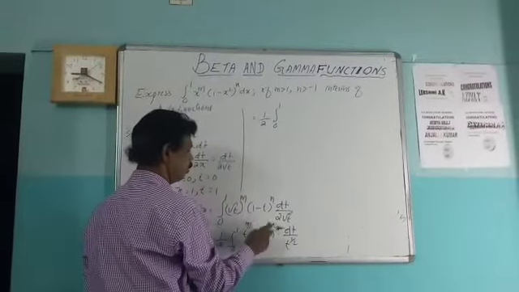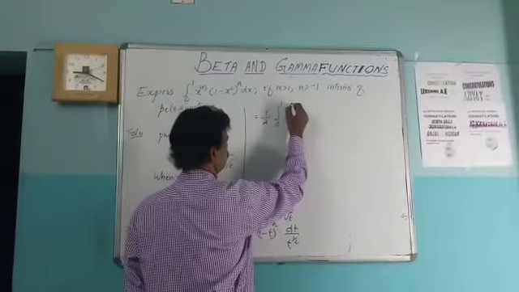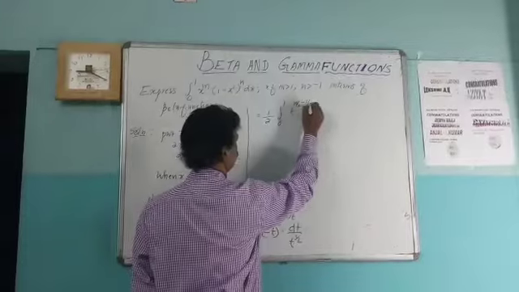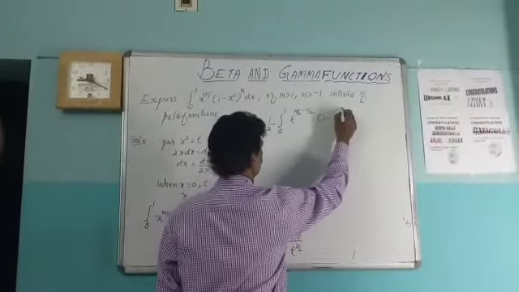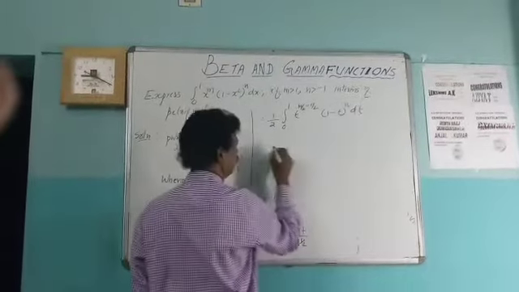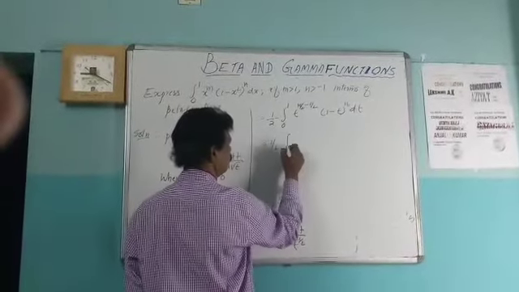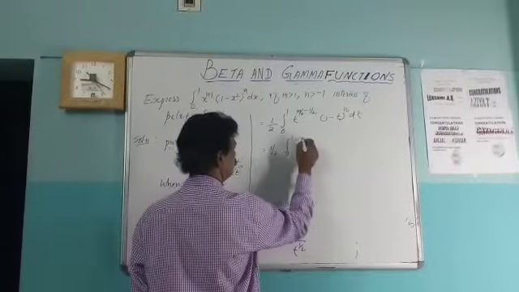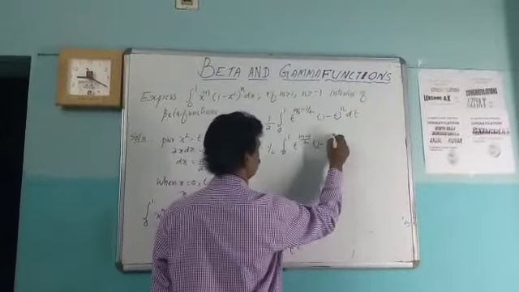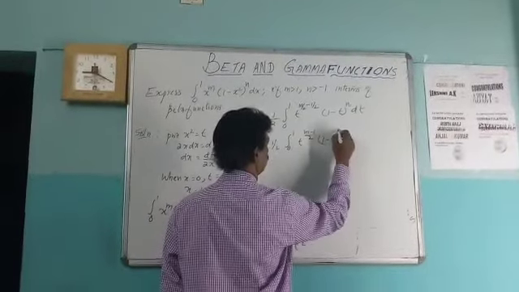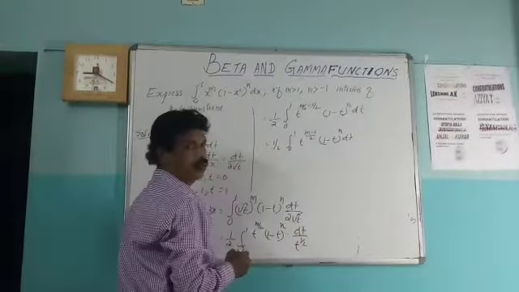T raised to (m/2 - 1/2) into (1 - t) the whole raised to n into dt. That is 1/2 into integral 0 to 1 t raised to (m - 1)/2 (1 - t) the whole raised to n dt.